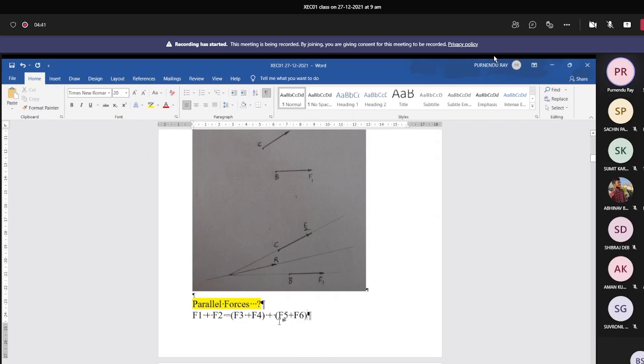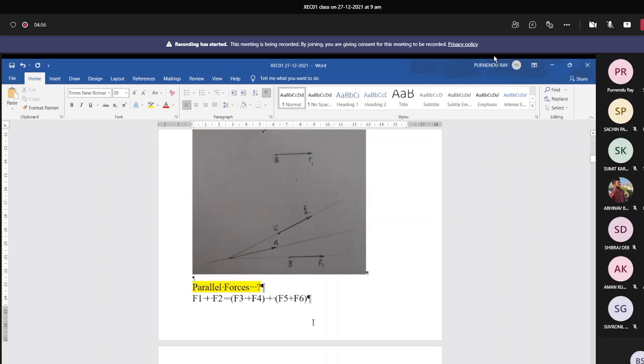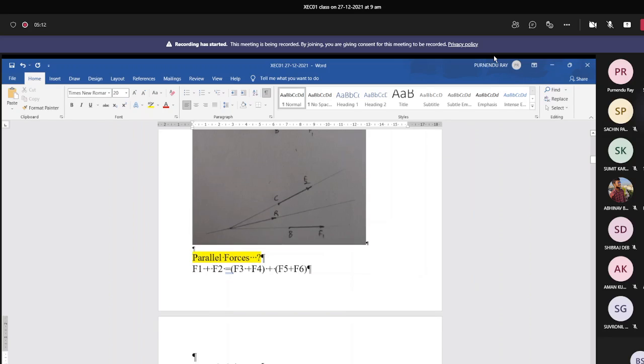So now, do you get my point? Resolve F1 in these two components, F3 and F4. Now this F3 and F4, they cannot be parallel to each other or parallel to the given force F1, in any two directions. Then resolve F2 in F5 and F6. Done. Then you make this F4 and F5 equal and opposite to each other. Then what happens to this equation? F3 plus F6. F3 plus F6.